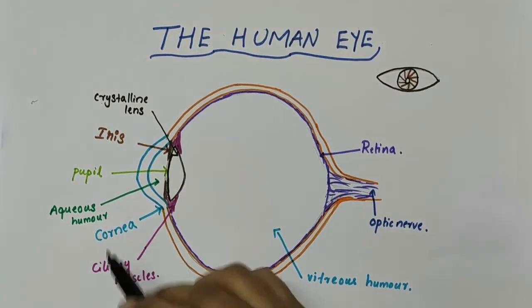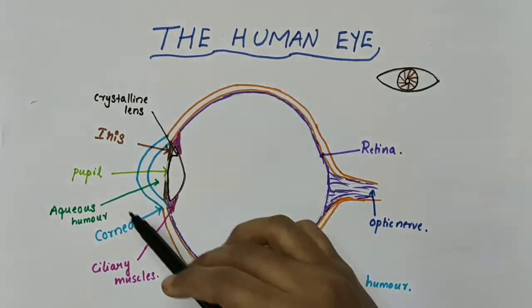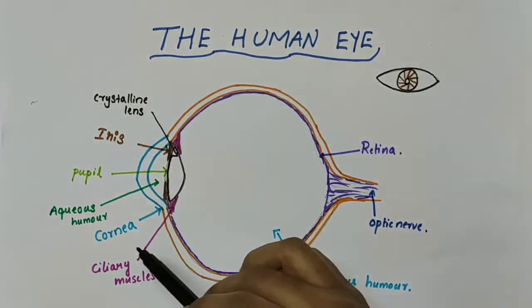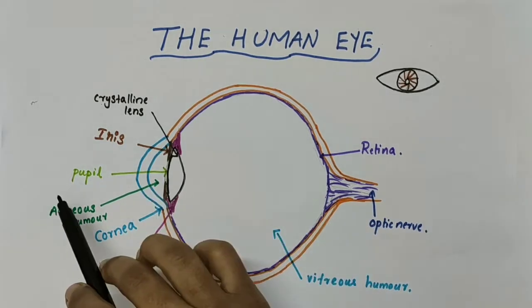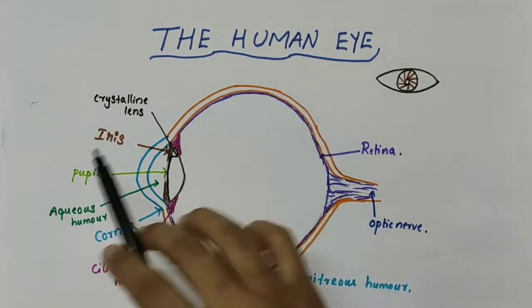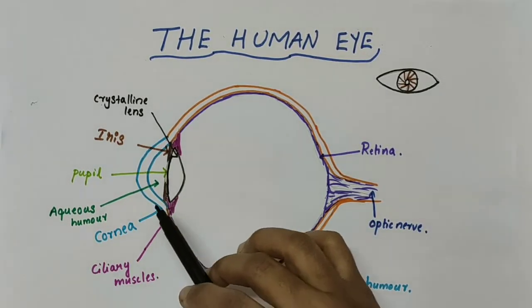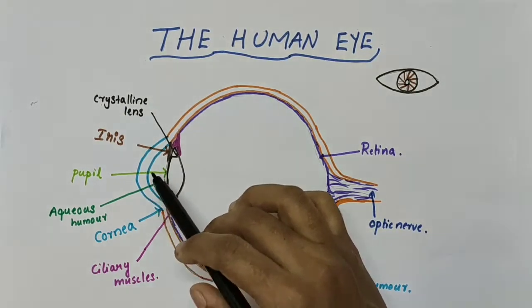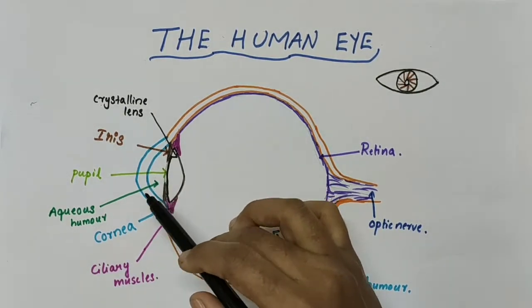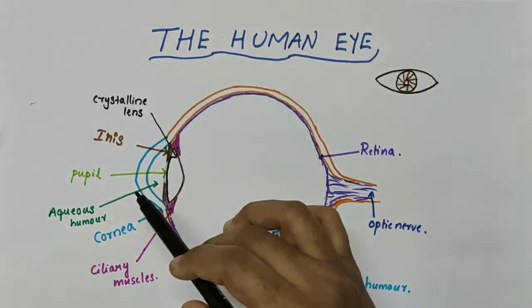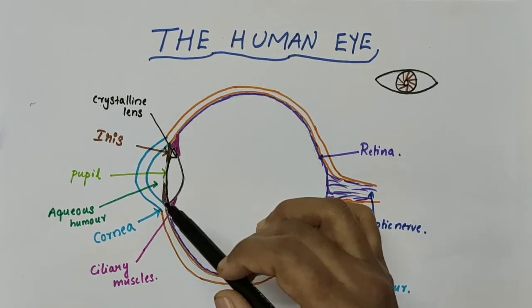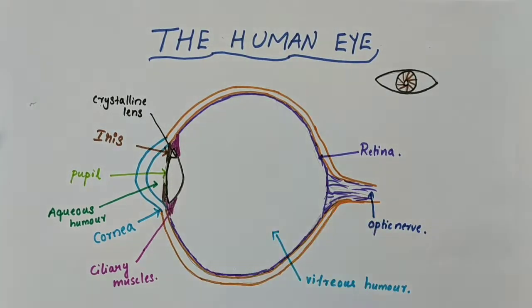So we discussed the cornea, which is a very thin, transparent membrane through which light enters. Then we discussed this region with aqueous humor. This region contains a watery fluid that nourishes the lens and maintains the pressure within the eye.